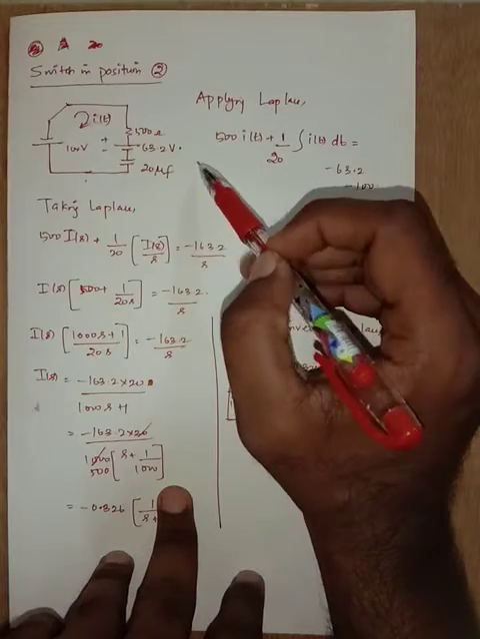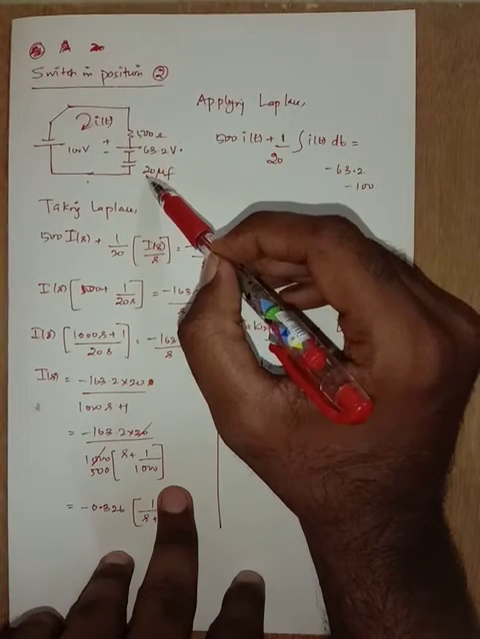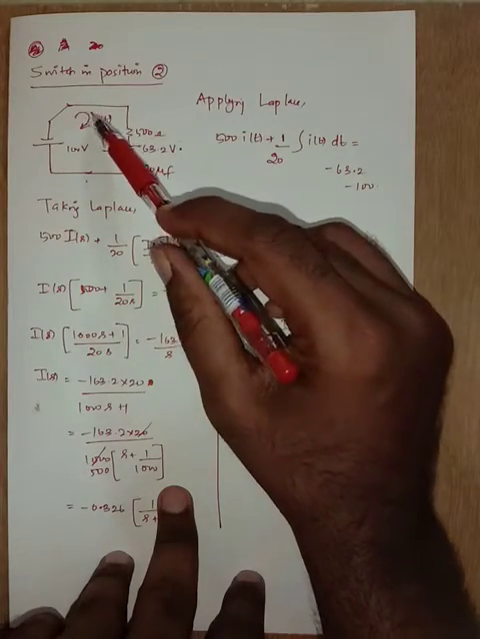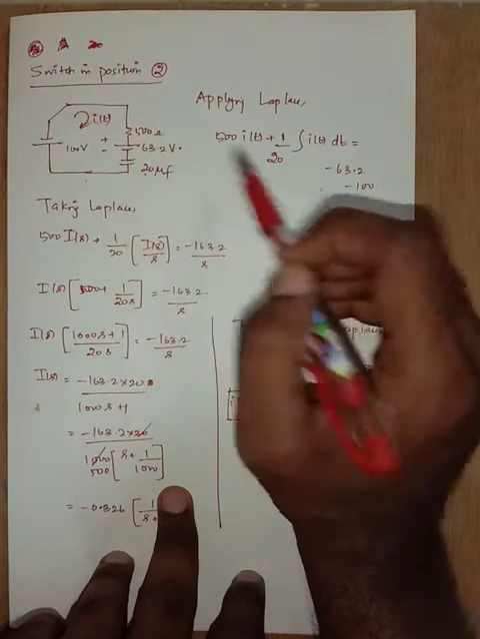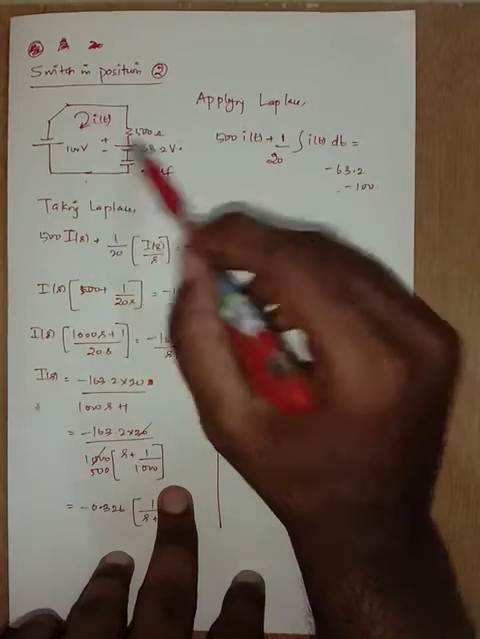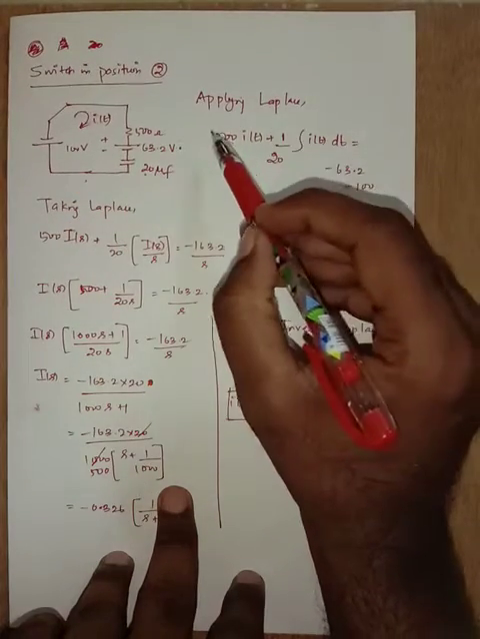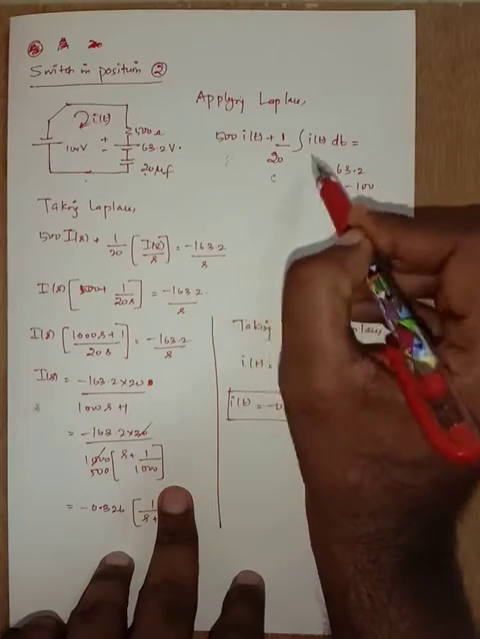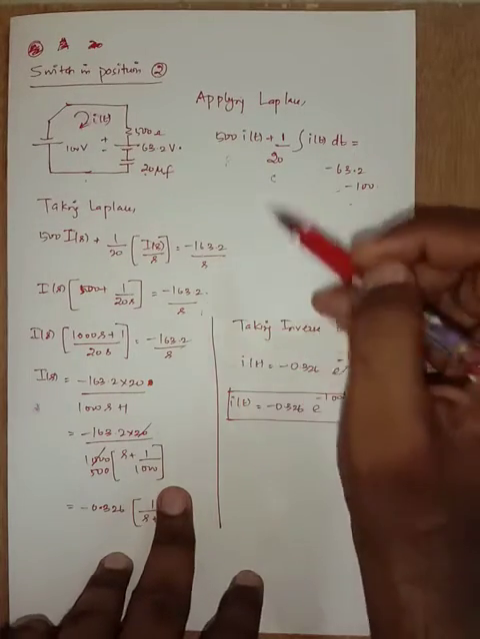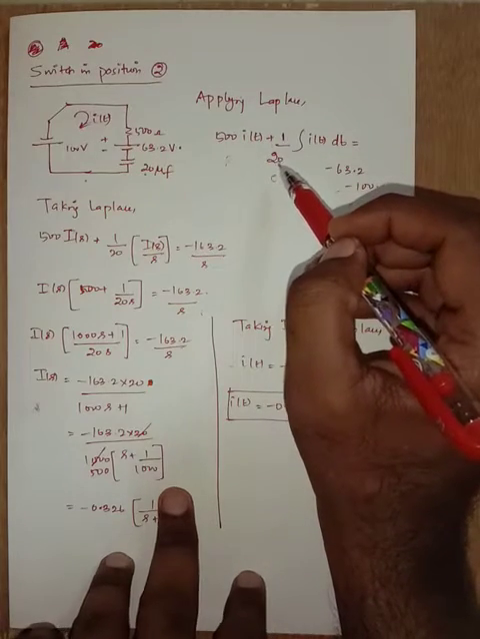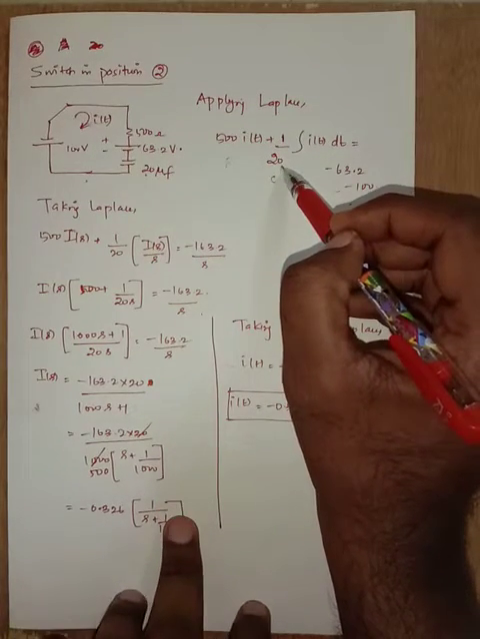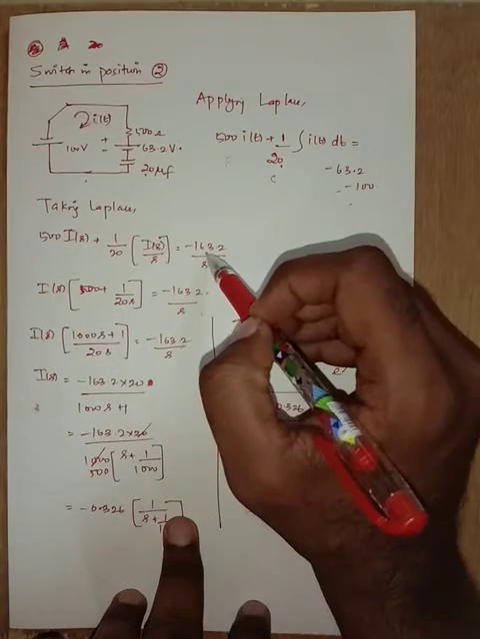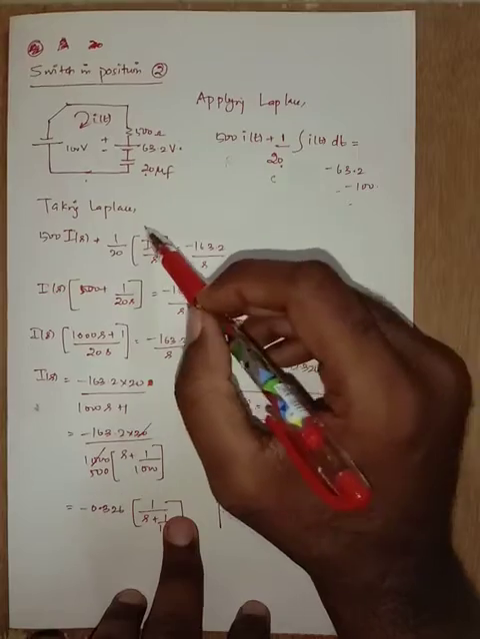So applying KVL, you will get 500 i of t plus 1 by C integration of i of t dt is equal to, you have the direction of current clockwise, so it is plus to minus 63.2, again it is plus to minus 100 volt. As I told you, you can directly use the value of R and C, 1 by C, and then do the calculation, finally substitute, or else directly substitute, but take care that it is 20 microfarad. So it is 500 I of s plus 1 by 20 I of s by s is equal to minus 163.2 by s, taking Laplace.